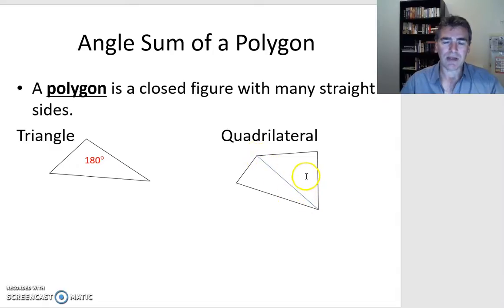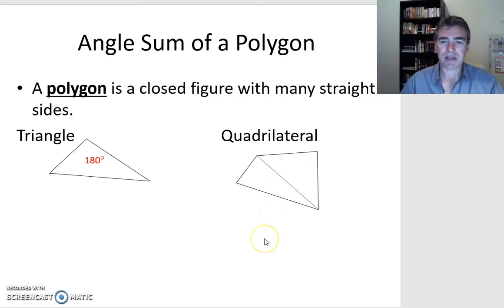Now, I only want to cut it into the smallest number of triangles possible. So I've cut it into 2. I could draw other diagonals and cut it up into lots more triangles, but then it becomes messy and not useful. So I start with one corner, join it to all the other vertices that are not next to it, and that shows me the smallest number of triangles that I can cut it into.